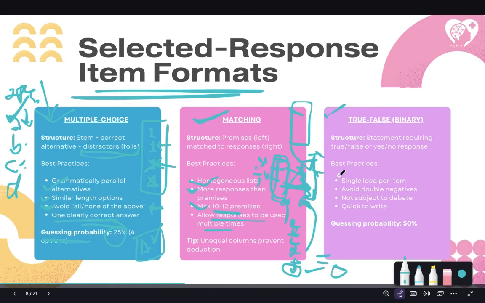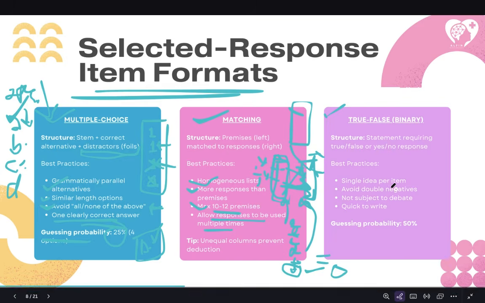Very easy. A single idea per item. Avoid double negatives. Not subject to debate. And then quick to write. And guessing is 50%. So true or false can be made like multiple choice because it requires critical thinking, like asking which statement is wrong.